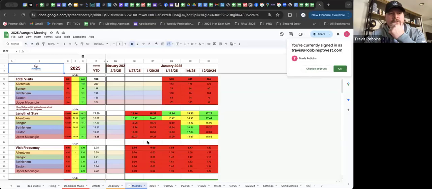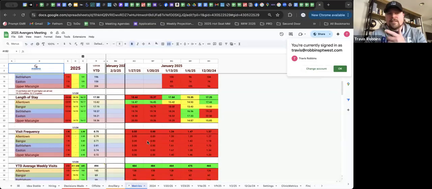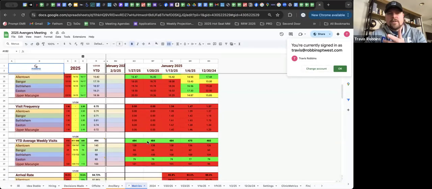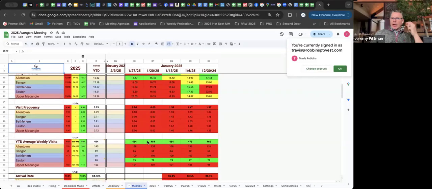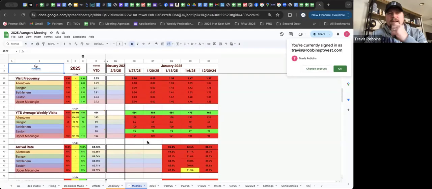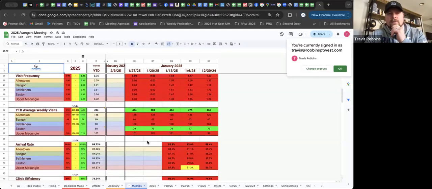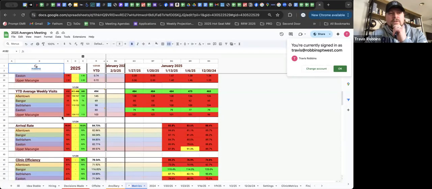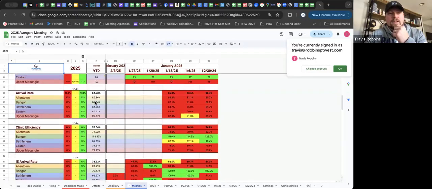So I look at initial evaluation, total visits, length of stay. Length of stay should be in there. We look at visit frequency. And guys, if you're looking at these numbers, our sheet is messed up right now. It should be ready by Thursday. But this is what we look at: year to date average. We look at that on a clinical level, like what they're averaging per week.